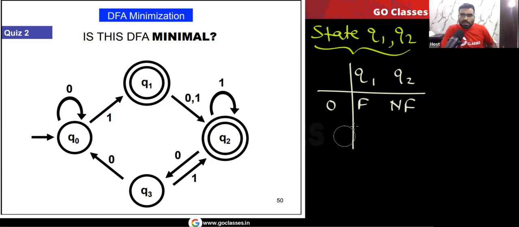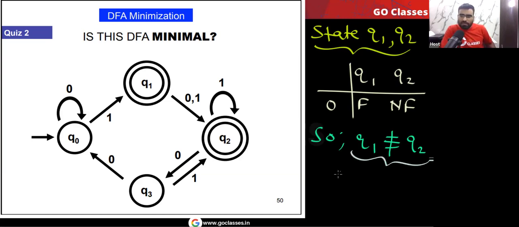Is this clear? So I can say that state Q1 is not equivalent to Q2. Okay, so definitely we cannot merge them. Remember, Q1, Q2 cannot be merged.